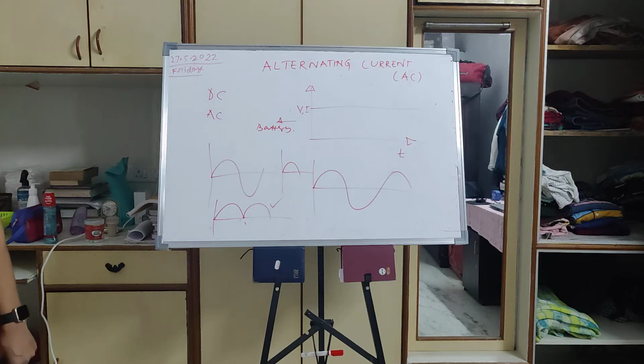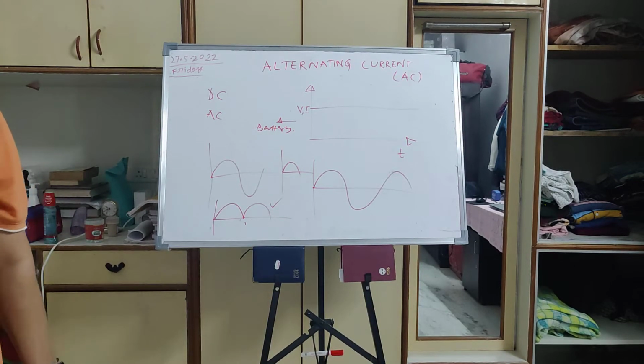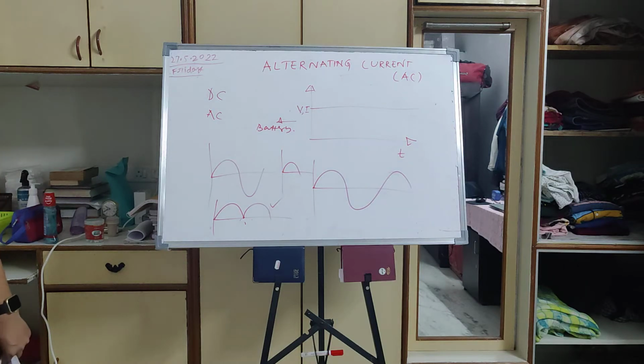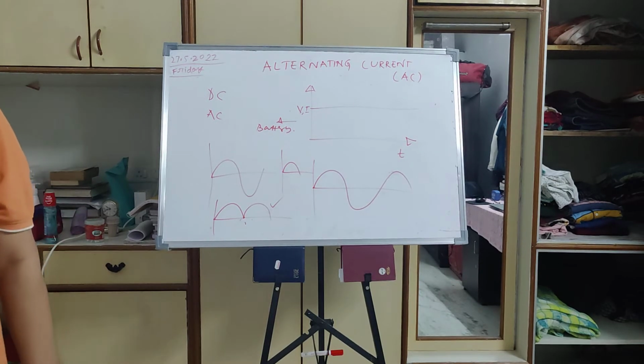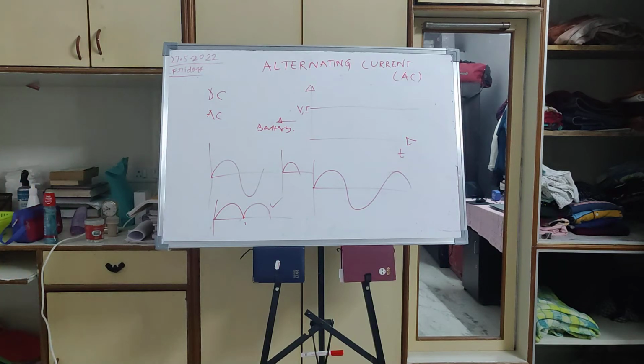PN junction, that is that diode. If you put two diodes, then it will behave as a full wave rectifier. Okay, so a rectifier converts AC to DC. Similarly, an inverter converts DC to AC. So the inverter is the reverse of the rectifier.